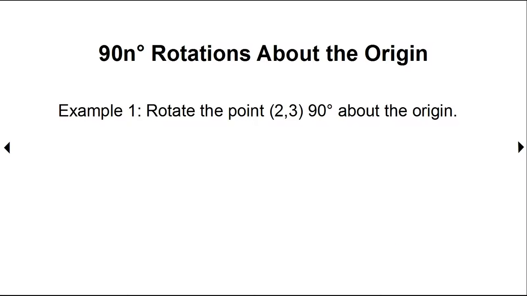In this example, we're rotating (2, 3) 90 degrees about the origin, so we need to use the first set of rules. We make the initial x value the new y value, and the initial y value the new x value, except it will be the opposite. And by opposite, I mean the negative version of something. Our answer is (-3, 2).